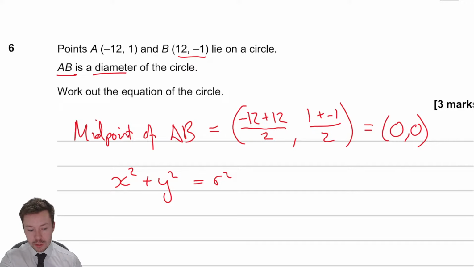Right, going back to this question. We know x squared plus y squared equals r squared because we know the center is 0, 0.